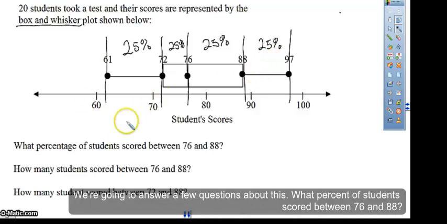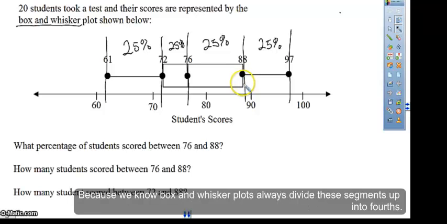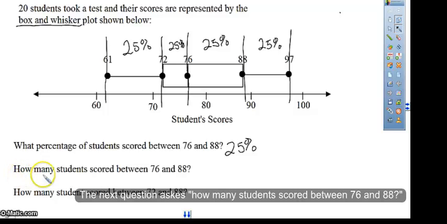So we're going to answer a few questions about this. What percentage of students scored between 76 and 88? Well, because we know box and whisker plots always divide these segments up into fourths, that would be 25% of the students.